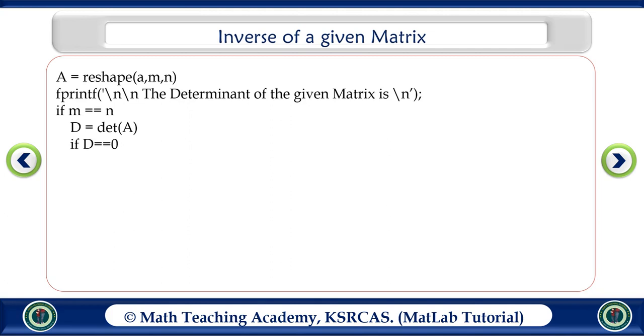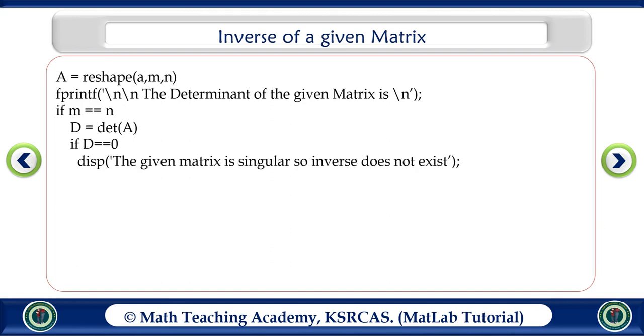And then we have to check whether the determinant is 0 or not. If it is 0, then we cannot find the inverse of the matrix. So if d is equal to 0, if this is true, then the display command will be executed, that is, display 'the given matrix is singular, so inverse does not exist'. What this command will do is the text 'the given matrix is singular, so inverse does not exist' is displayed on the screen.